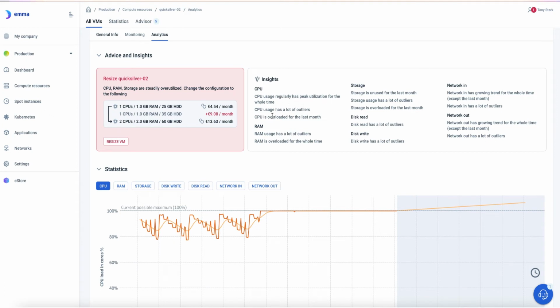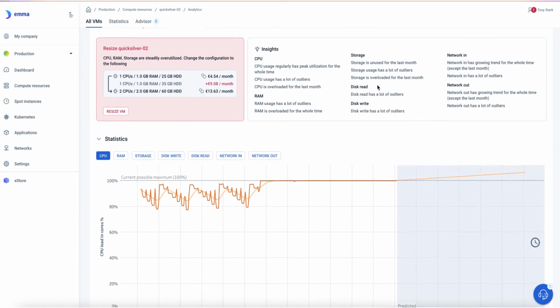for the whole time. CPU is overloaded for the last month. RAM is overloaded for the whole time. Storage is overloaded for the last month. So let's check it. So it's interesting.